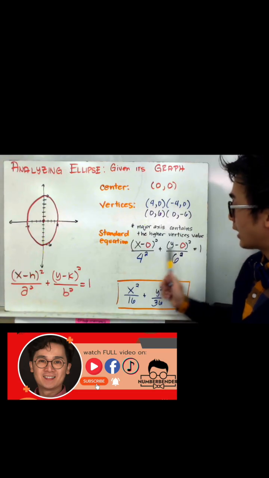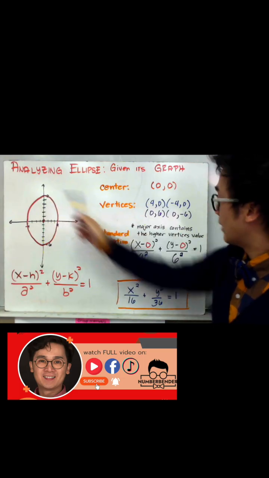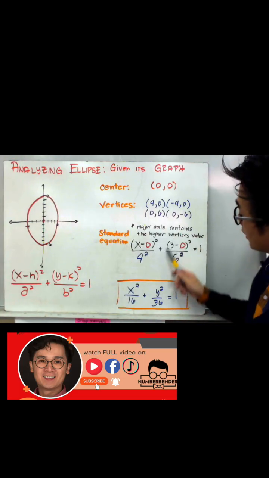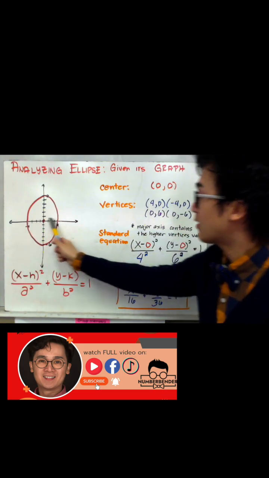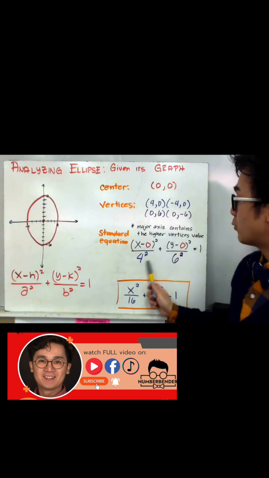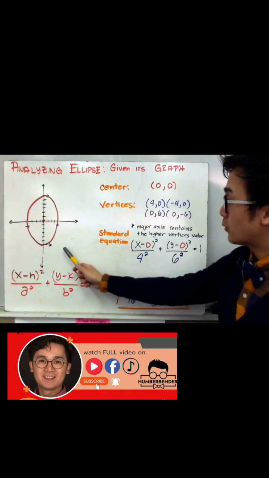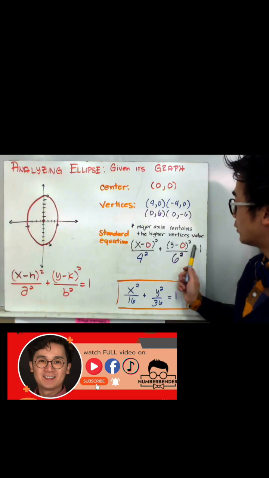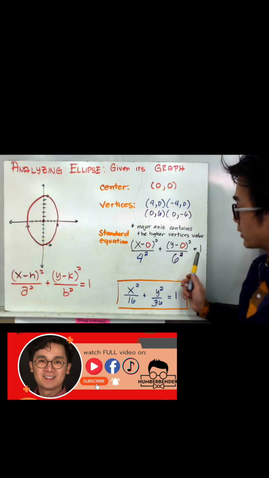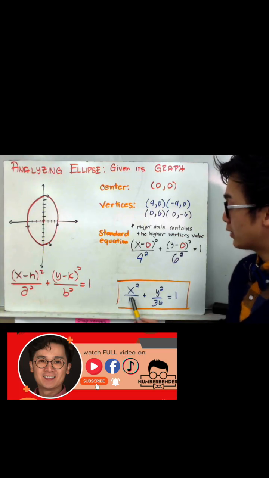Now for our denominator, since the major axis is along the y-axis, therefore 6 squared will be right here along with y. And 4 squared, which is the length of your minor axis, is going to be with your x. So the equation of your ellipse given this graph is (x minus 0) squared all over 4 squared plus (y minus 0) squared all over 6 squared is equal to 1. Now if we're going to further simplify our standard equation, we can change it into x squared all over 16 plus y squared all over 36 is equal to 1.